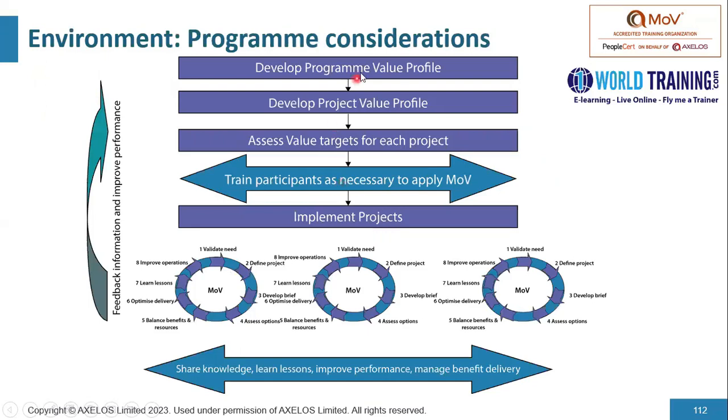And then program considerations. We might want to develop the program value profile, which could be further broken down into project value profiles. We assess the value targets for each project. We train participants as necessary to allow MoV, and we implement those projects. So MoV could be implemented in each of the projects, and we share knowledge, lessons learned, improve performance, and manage benefits delivery.